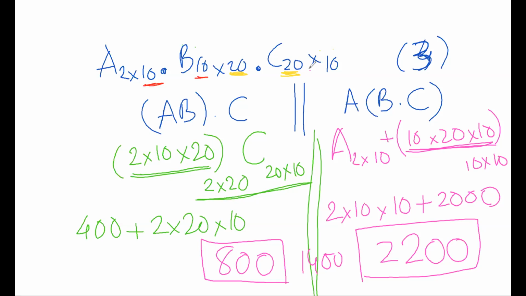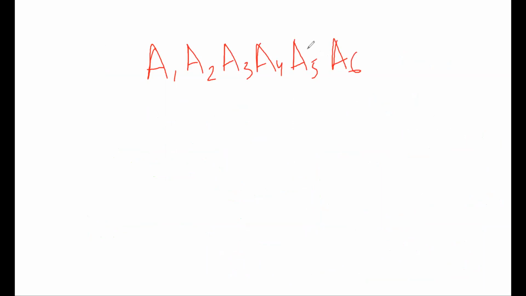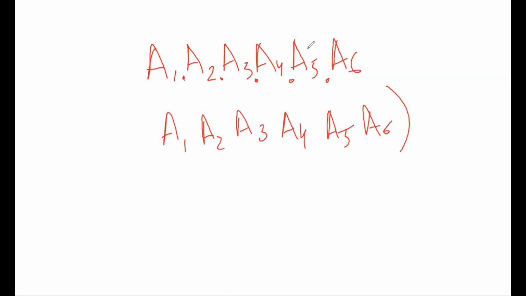Now, let's see if you have a longer chain. I just write the chain of matrices. If I have six matrices, and now I have to multiply, these are the points where you can put the parentheses. So you can have, let's say, A1, A2, A3, A4. Let's say this is the first step we do. You could do it in any other way. This is just one of the combinations that is possible.